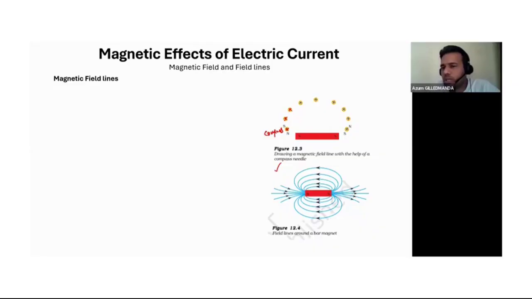So here if you see at the poles, the strength is high, and as we move away, even the distance between these is increasing. If you see the distance between the magnetic field lines, two consecutive field lines, is increasing because the field is getting weaker and weaker as we move away from the magnet.